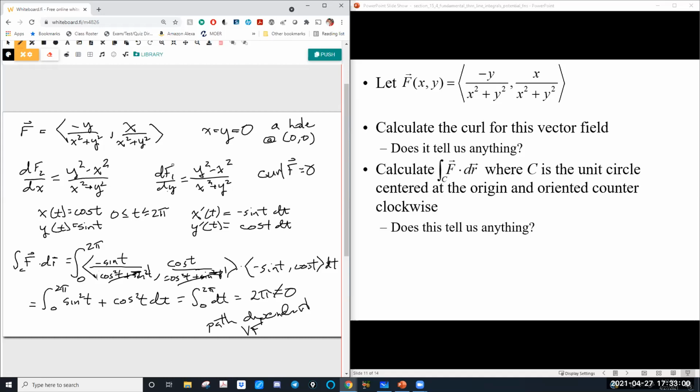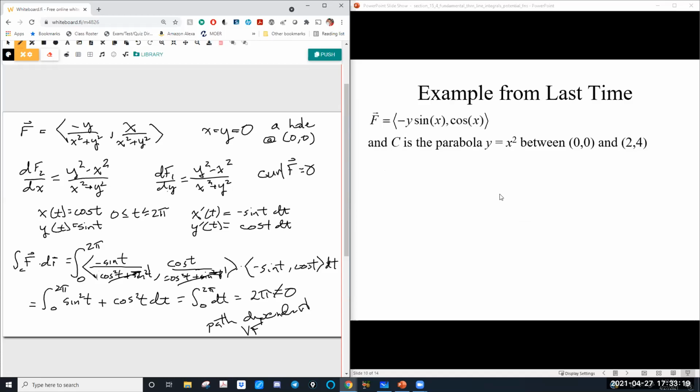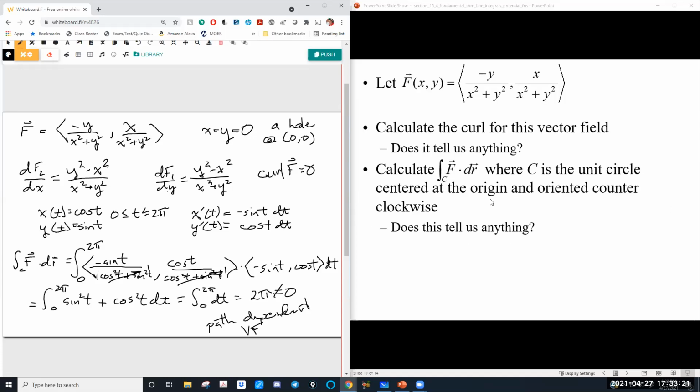What that does, when we have a vector field that has a hole in any of the paths that we're looking at, and in this case, it's right in the middle of our circle here, we lose that guarantee of the curl test. So if I go back, the property is that it has no holes. That is something we need to be aware of.